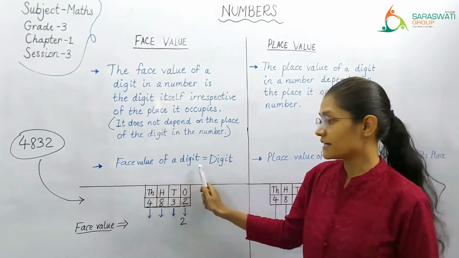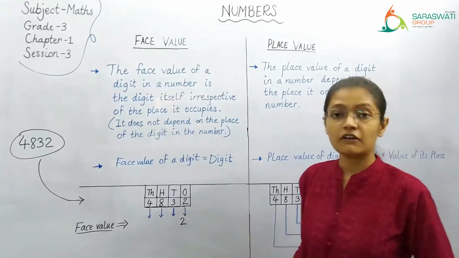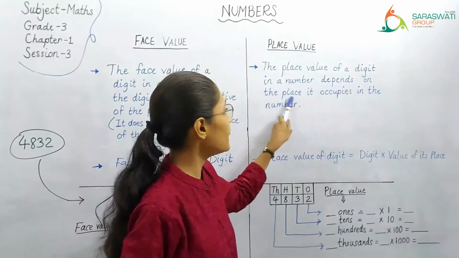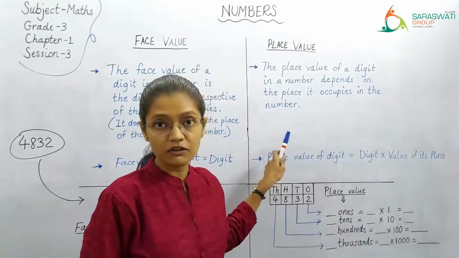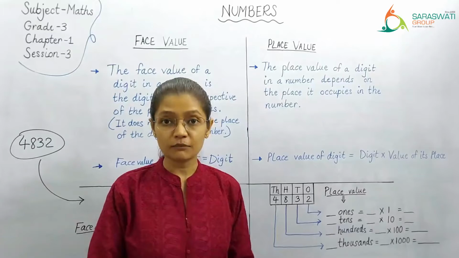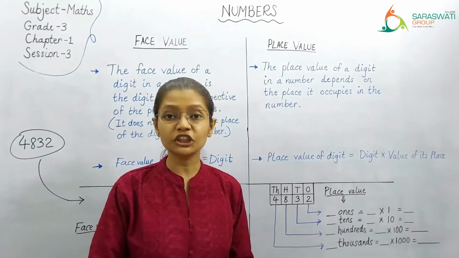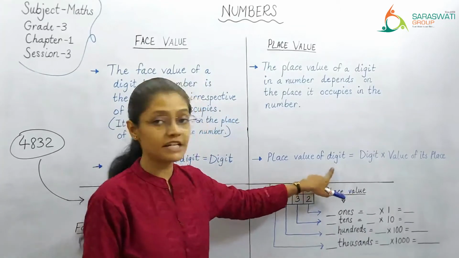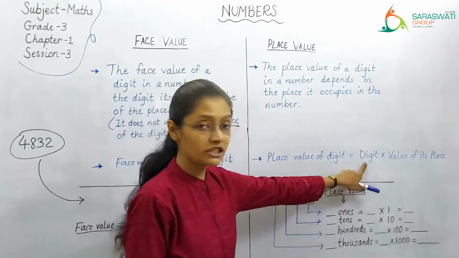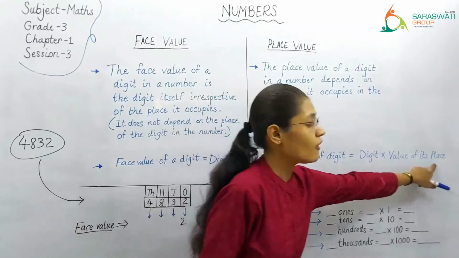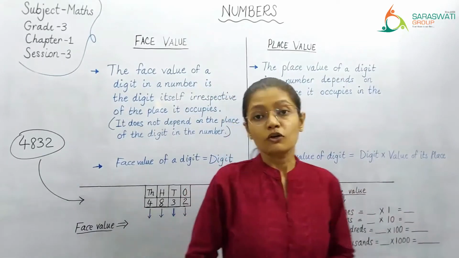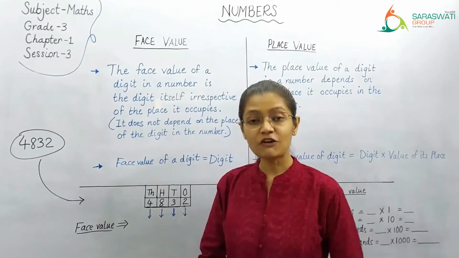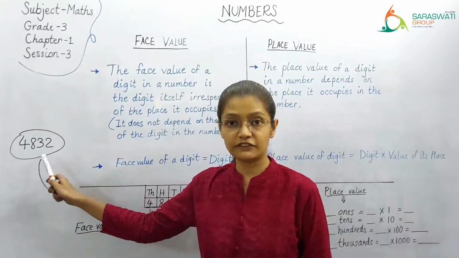So the face value of a digit is the digit itself, whereas the place value of a digit in a number depends on the place it occupies in the number. So the place value of a digit in a number is dependent on the position or the place of the digit in the number. And the place value of a digit in a number is the digit multiplied by value of its place in the number. So let us take this number as an example over here and find the place value and face value of each of these digits in the number.